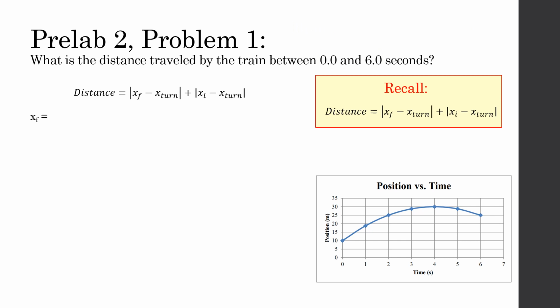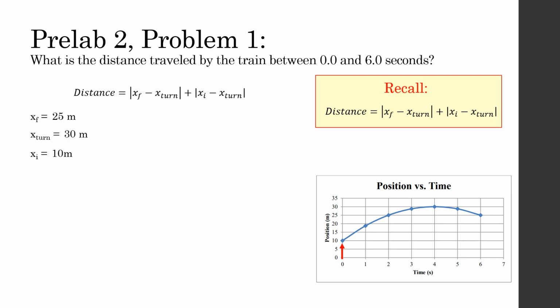So the first thing that we want to find is what our final position is. Okay, so that's over here. If we draw a line to intersect with the y-axis, we find that x final is about 25 meters. Now we want to find x turn. Okay, so in order to do that, we find the place where our direction is changing, our maximum displacement, and that is at 30 meters. The last thing that we need in order to find the distance is the initial position, and that is 10 meters, as we can see from the graph.